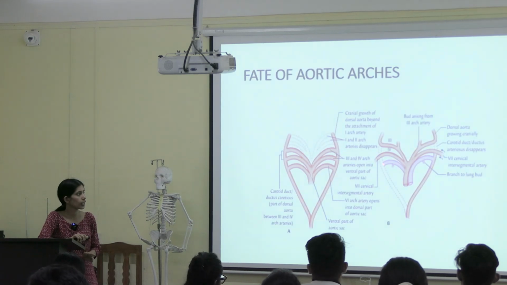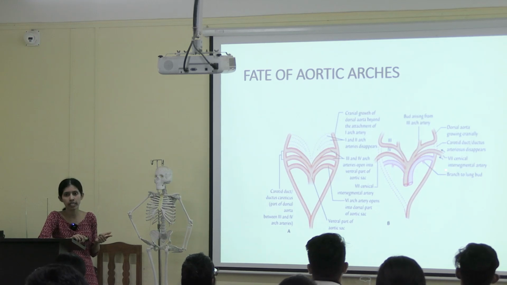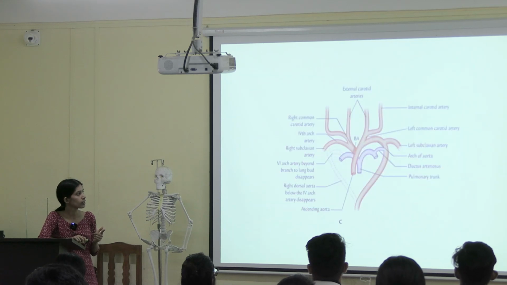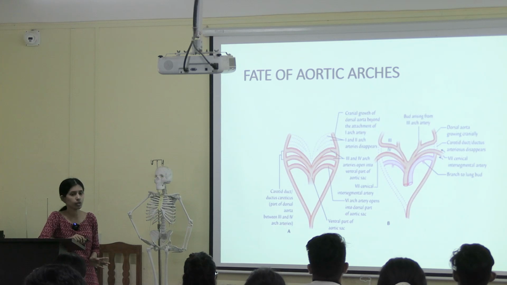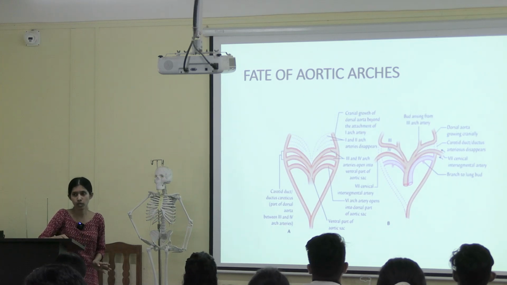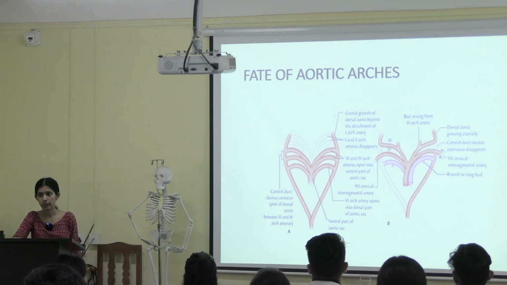So, from the sixth aortic arch we have three structures. On the right side we have right pulmonary artery, on the left side we have left pulmonary artery along with one more important structure called ductus arteriosus. Is it clear? Sixth one? Okay. So, now tell me what is the doubt.